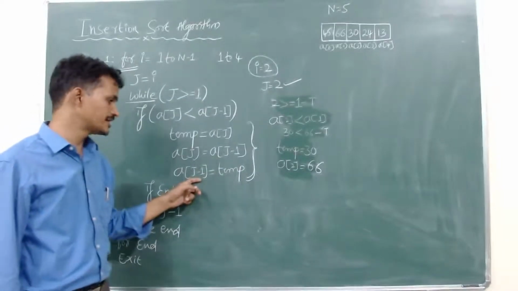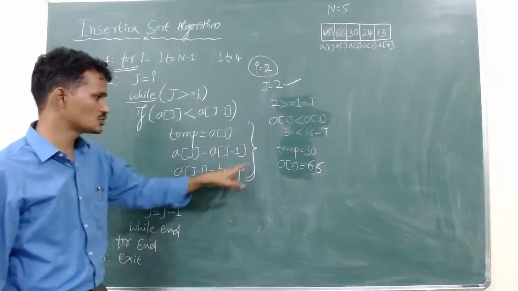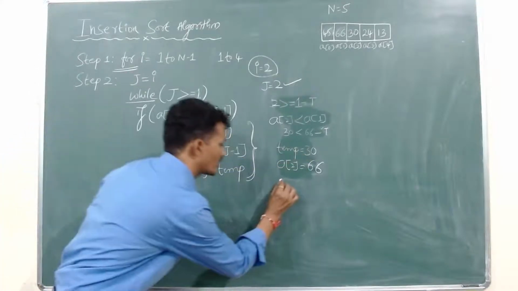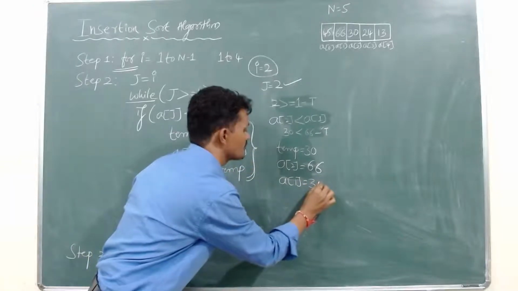And the last assignment statement, a of j minus 1 is equal to temp. A of j minus 1 means a of 1. What is the value stored in temp? 30. A of 1 is equal to 30.